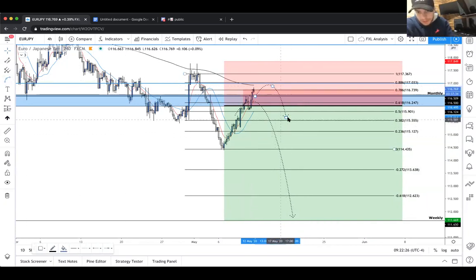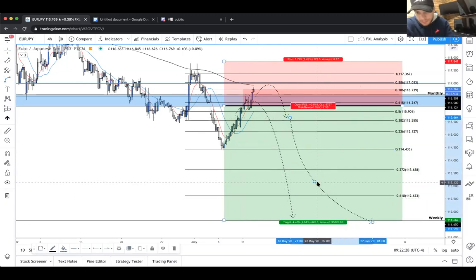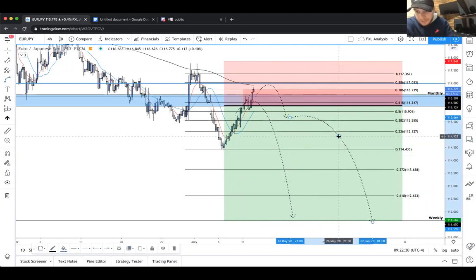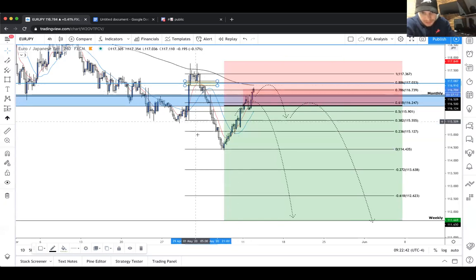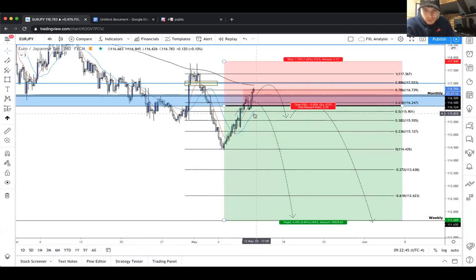And then you want to enter on a quick pullback to this monthly, maybe a retest of the 61.8, something like that. Just like over here. So I want to see something like this: quick reversal and then a quick retest, followed by another setup through the MAs.